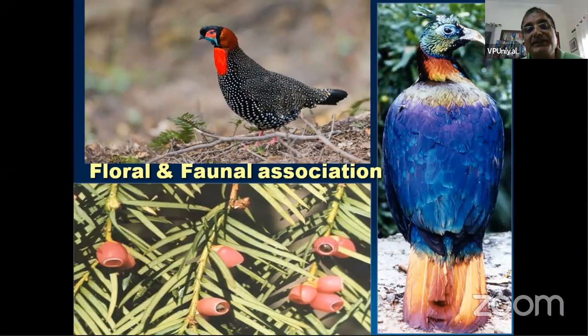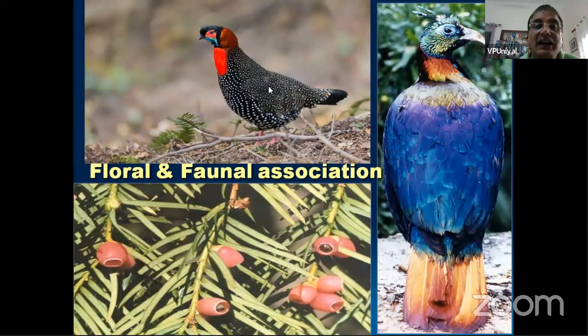Both the pheasants mainly feed on leaf litter. They feed on insects, caterpillars, larvae, varieties of ants and other species. Because in the forest area, in conifer and oak forest, the decomposition process is very fast with the help of varieties of insects. And both the pheasants are digging the soil and feeding on insects.